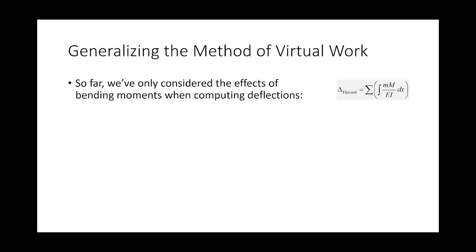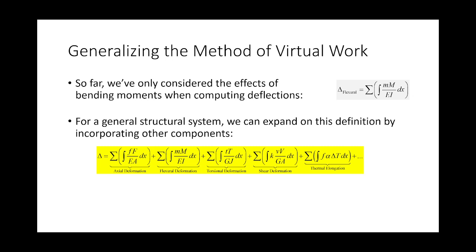But if we're looking at frames where we could have a whole bunch of other stuff going on, or generalizing the method for any structure subjected to any types of loads, it would really be this, right? So for a general structural system, we'd say that the deflection is the sum of the energy stored through axial deformation, plus the sum of the energy stored through flexural deformation, plus the sum of the energy stored through torsional deformation. So we might have little f, big F over EA, or little t, big T over GJ if it's being twisted. What about shears? Little v, big V over GA, okay? There's a little bit more of an involved mathematical process to derive this, so we have some terms left out. I'll talk about that here in a little bit.